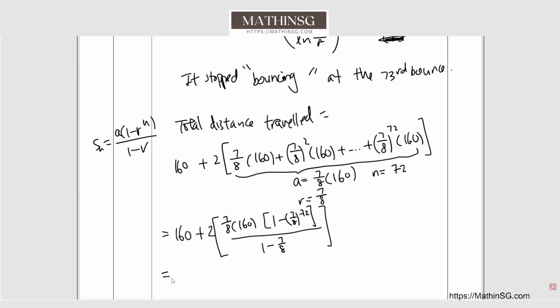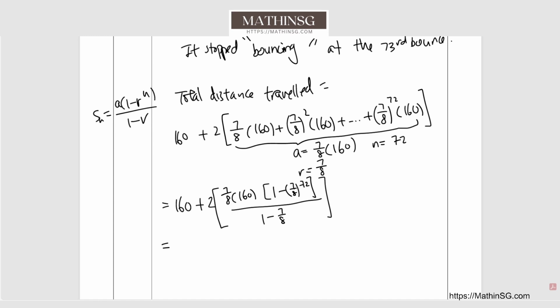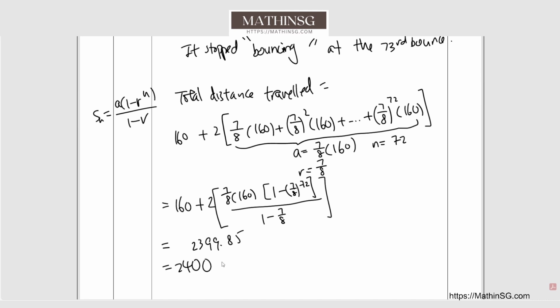They didn't ask for the exact value. If you have 7 over 8 to the power of 72, it will never be an exact value. So just type it into the calculator and get the value: 2399.85, which is basically 2,400 meters when corrected to 3 significant figures. So the distance required is 2,400 meters.